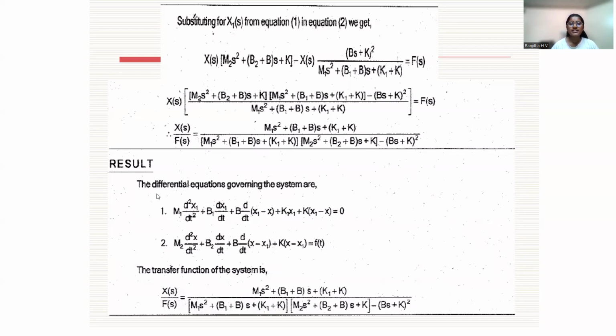Next, for the result, this is the differential equation governing the system, and the transfer function of the system is X of s divided by F of s. This is the equation we need to get.